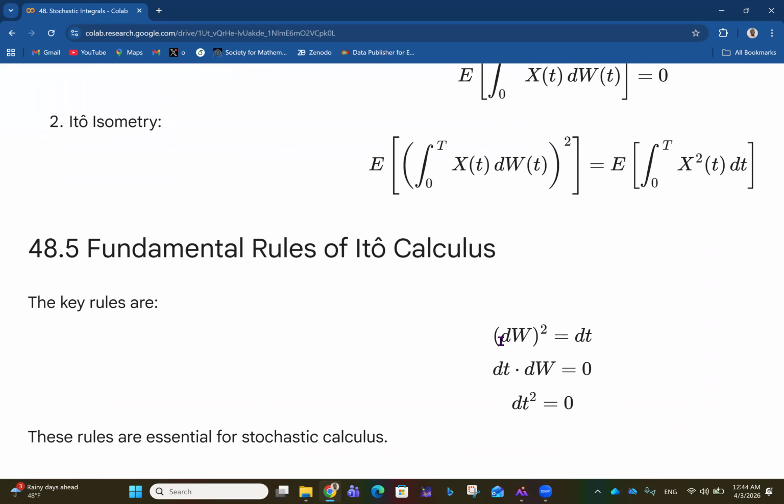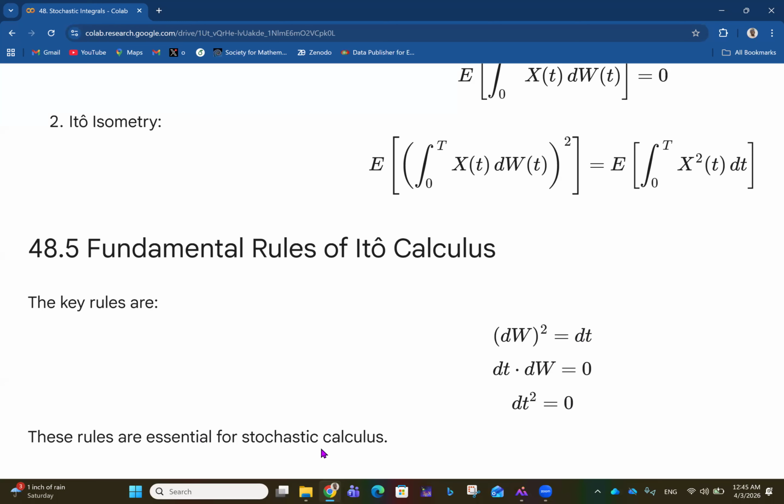The key rules here are that dw squared is the same thing as dt. We can see that much from here. And then another part is that dt dw, that is this dt now. So it means that if you have dw squared multiplied by another dw, you are going to get 0 because dw squared is dt. So dt dw is 0. And another thing is that dt squared is equal to 0. So in essence, dt itself should be 0, right?